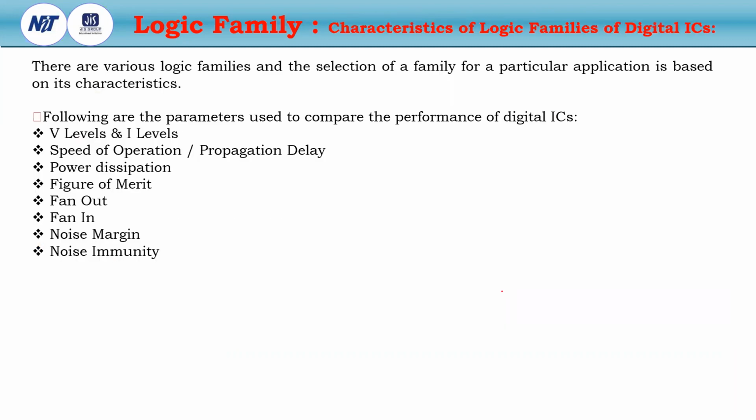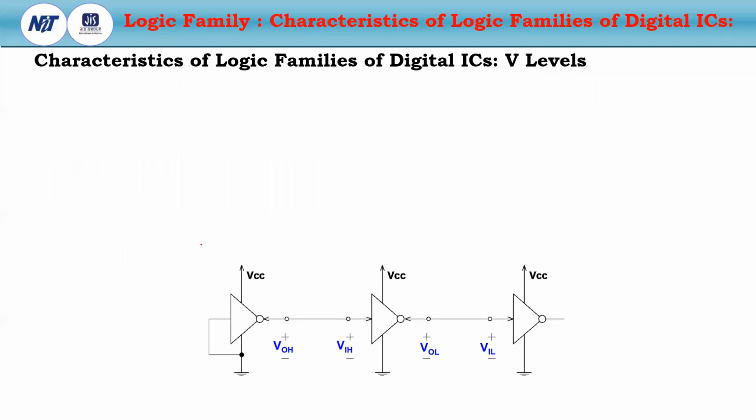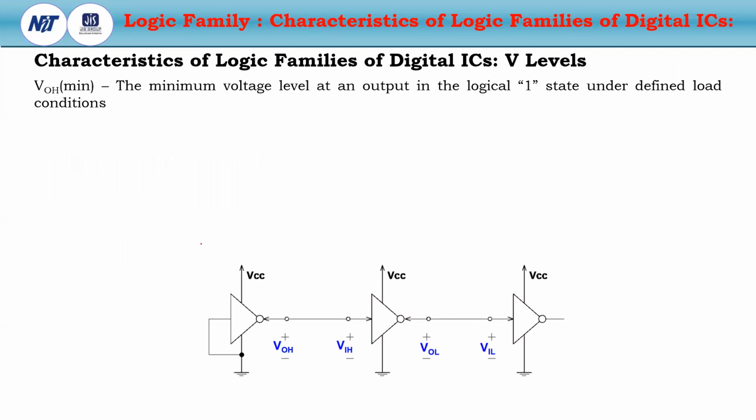Now the characteristics of the logic family of digital ICs, which we have to consider to choose a particular logic family to design the circuits. The parameters are the V levels and the I levels, V meaning voltage and I meaning current. Speed of operation, that is called the propagation delay. Power dissipation, figure of merit, fan out, fan in, noise margin, and noise immunity. First I come to the V level, that is the voltage level. There are 4 types of voltage levels.